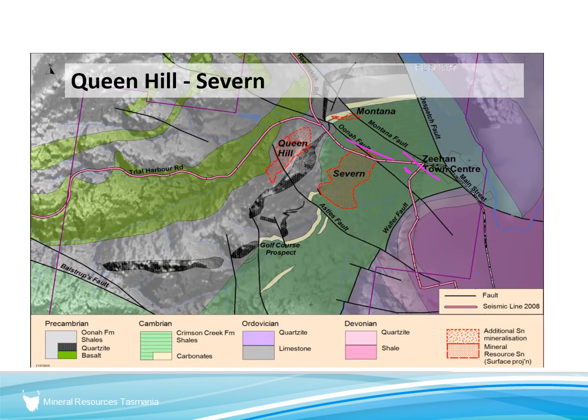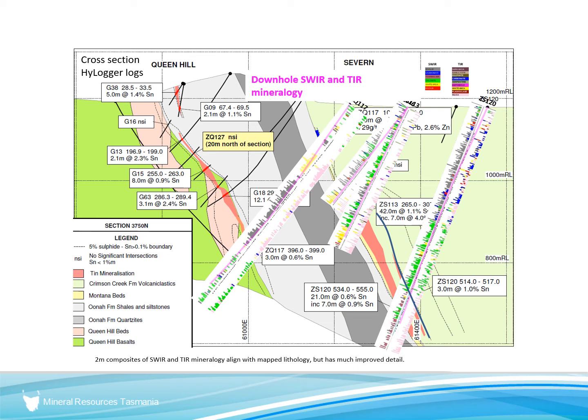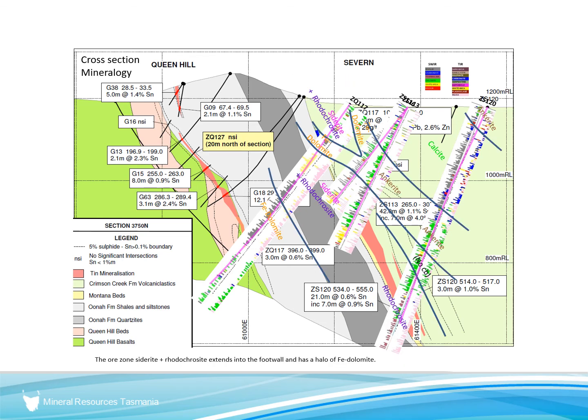Queen Hill on the west coast. There's a deposit near Zeehan, Zeehan town centre, and I think the golf course is under here somewhere, over the top of the Severn deposit somewhere. I might not have that right. Anyway, it's right near the centre of town, and I think cross section. Yep. So there's some drill holes. And the HyLogging, we can map the mineralogy down the drill holes and put in some map on the different carbonate compositions.